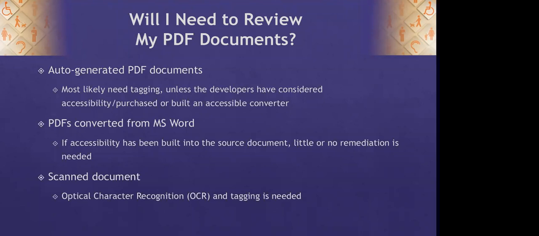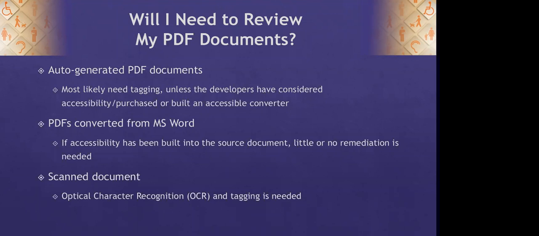PDFs converted from MS Word. This is where typically you can do most of your accessibility heavy lifting in the source document. If you've built it into that source document, say in Word, which I mentioned in that other presentation done by Eileen previously, feel free to go take a peek at that. They go over all the things that I need to be thinking about to make this convert well to PDF. In this situation, little or no remediation may be needed.